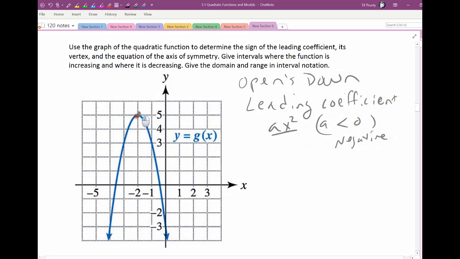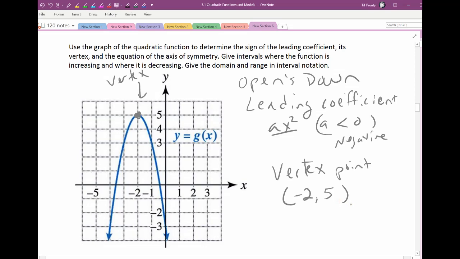Then we can look at the graph and see what its vertex is, right? And so the vertex is the point where x is -2, y is 5, right? So -2, 5.